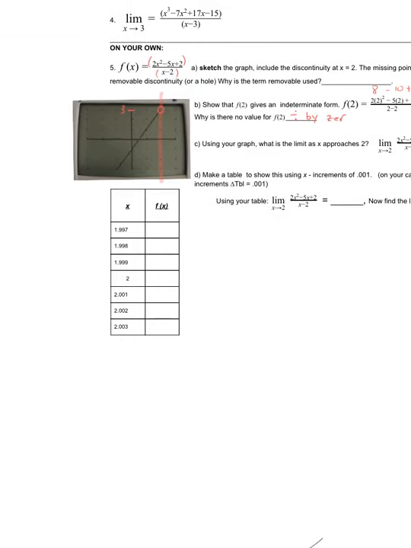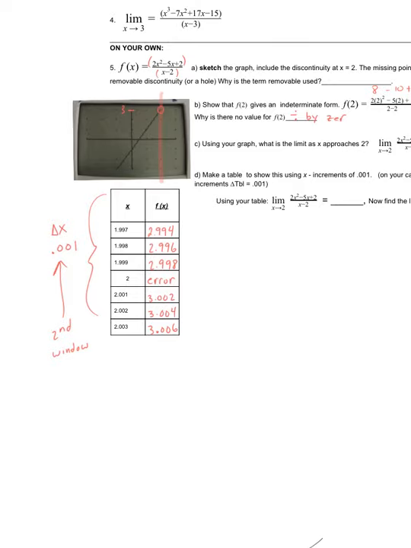If we make a table, remember to change your table, these are increments of 0.001, thousandths. So your delta, your change in x, is going to be 0.001. To get to that on your calculator, you hit second window, and that will take you to where you can start your table and put in what increments you want to go in. Take a minute, pause the video, and do that.